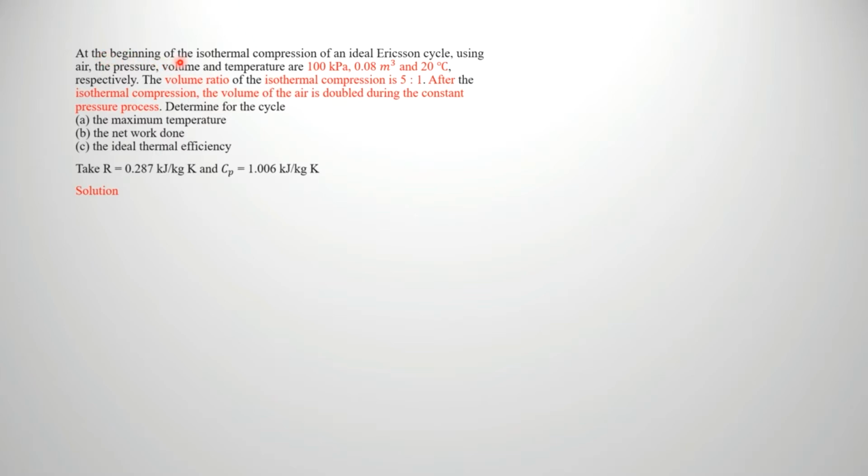At the beginning of the isothermal compression of an ideal Ericsson cycle, using air, the pressure, volume, and temperature are 100 kPa, 0.08 m³, and 20°C. The volume ratio of the isothermal compression is 5:1, and after isothermal compression, the volume of the air is doubled during the constant pressure process.